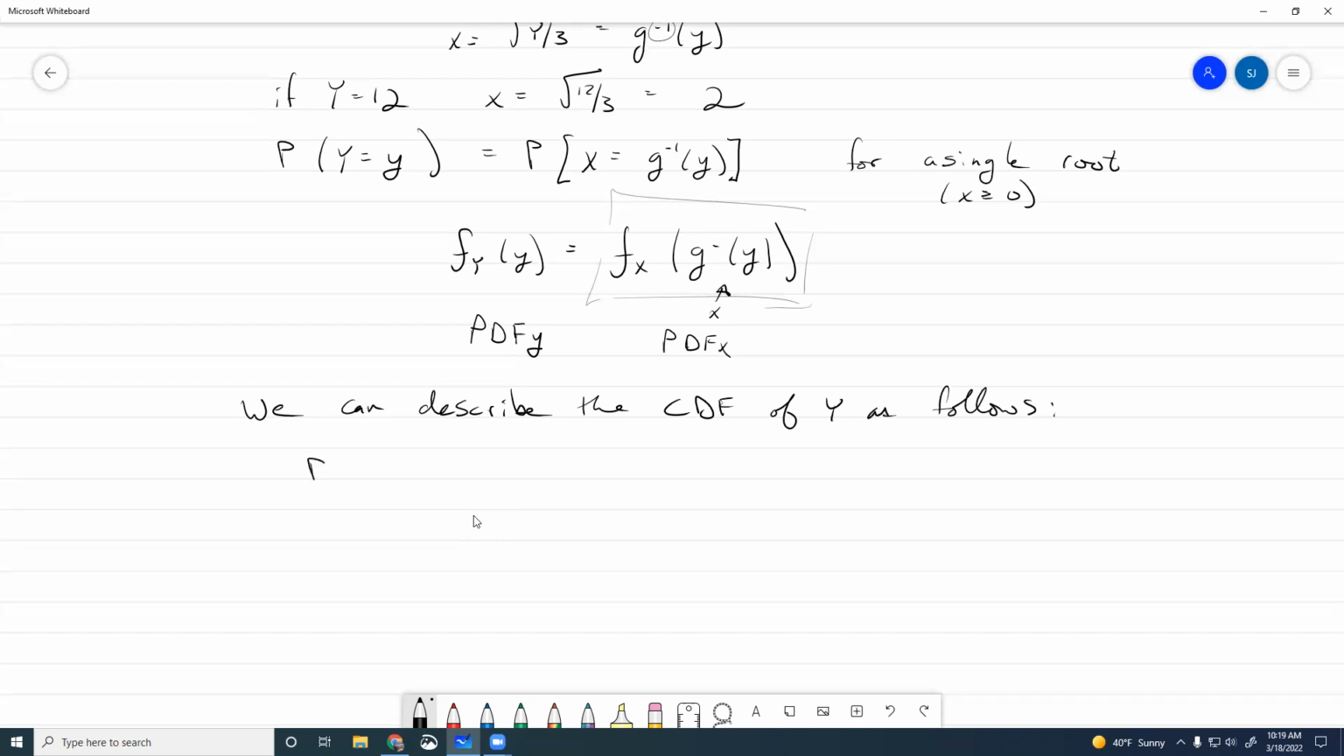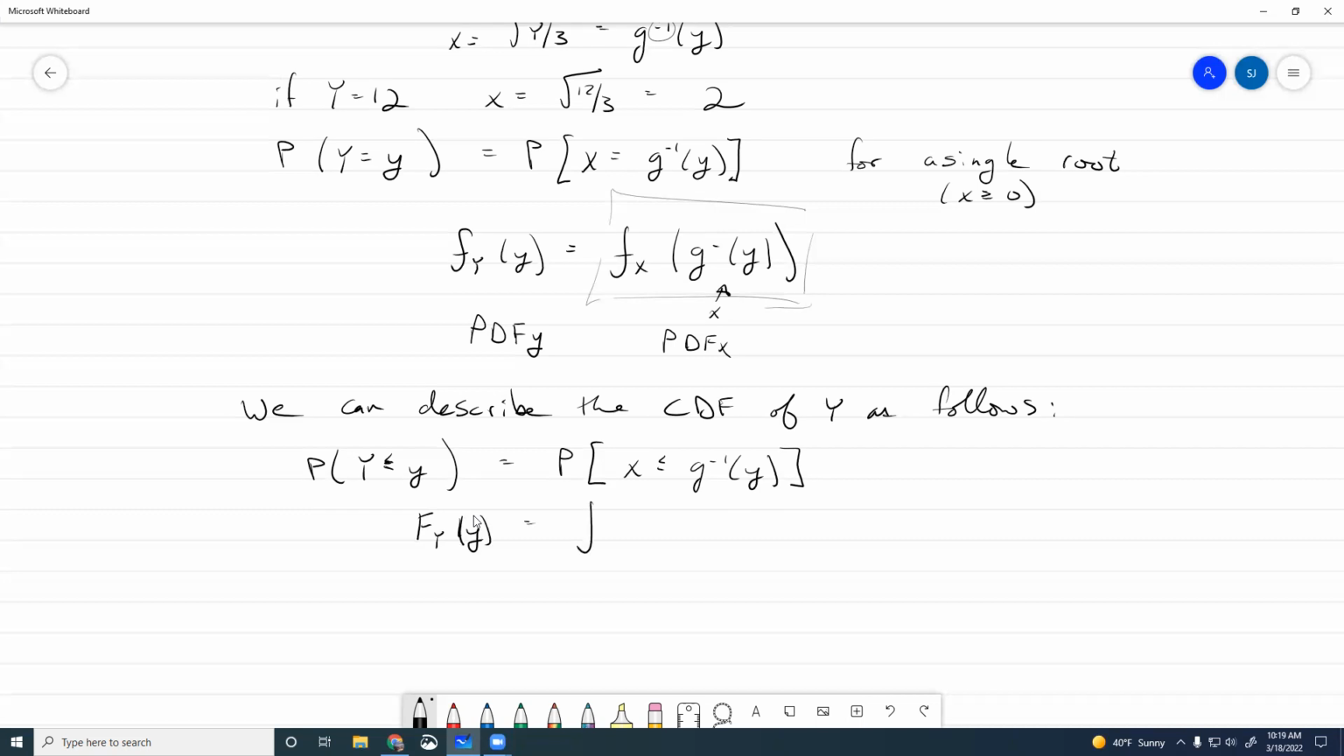So the probability that y is less than or equal to little y, that's the cumulative distribution function. And that's going to equal the probability that x is less than or equal to that inverse function of y. And so now let's actually do the math here. So we'll write this as big F of y. So this is the cumulative distribution nomenclature.